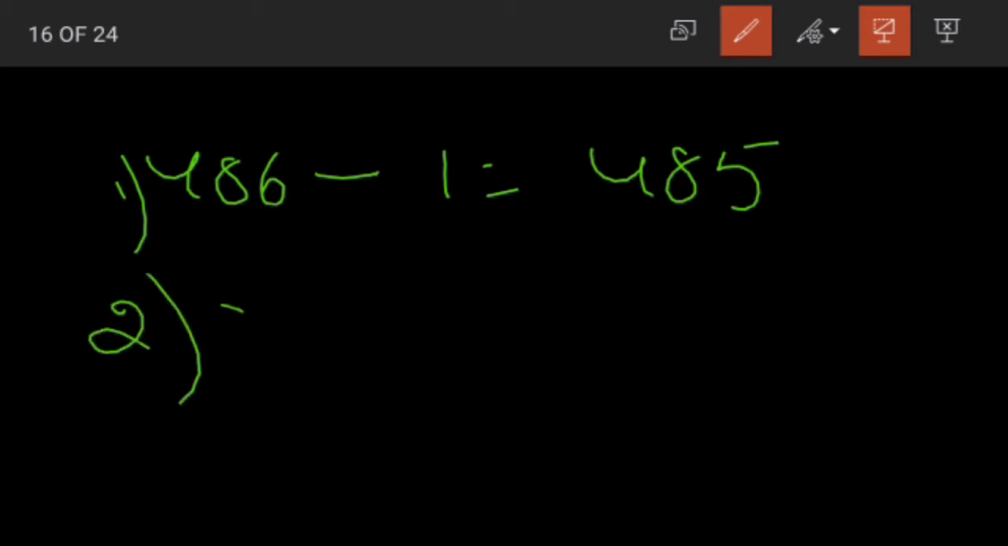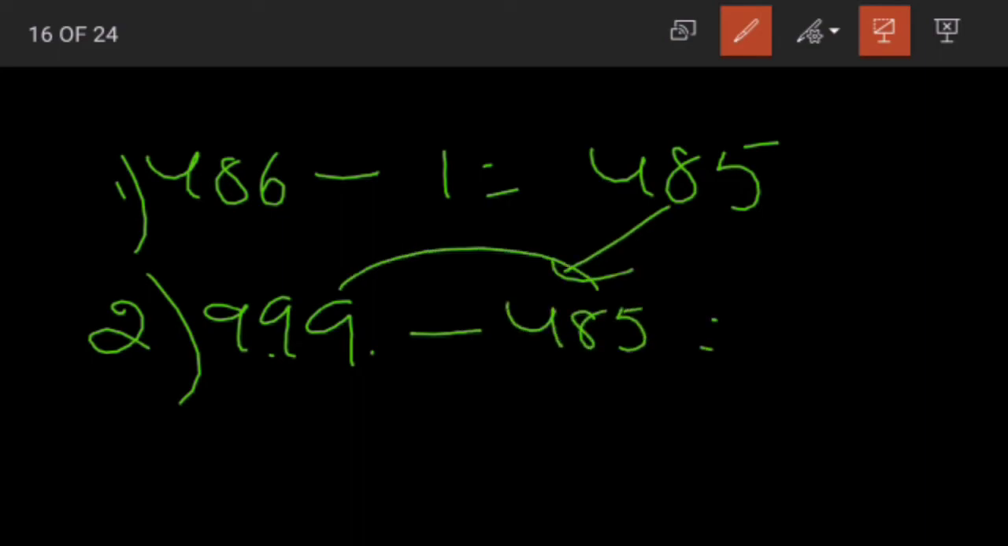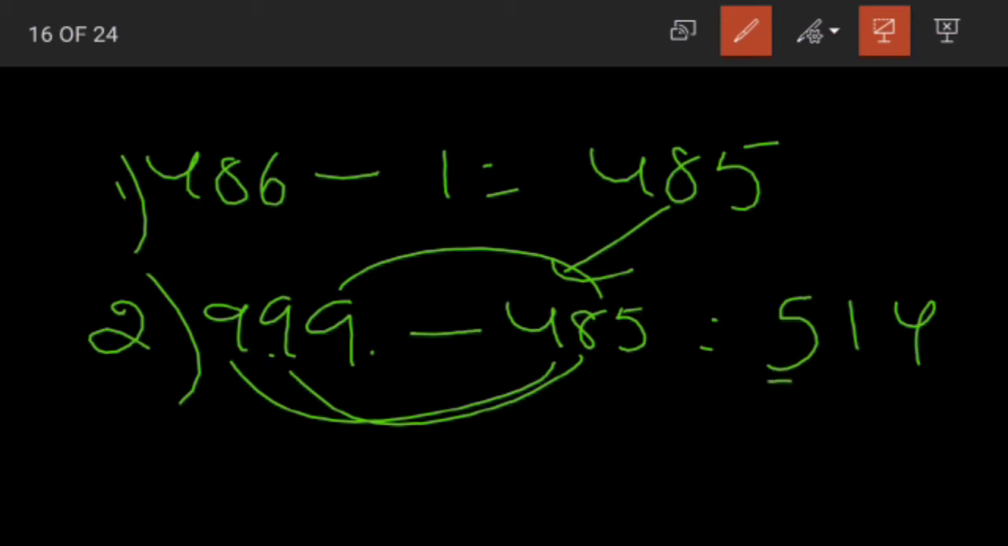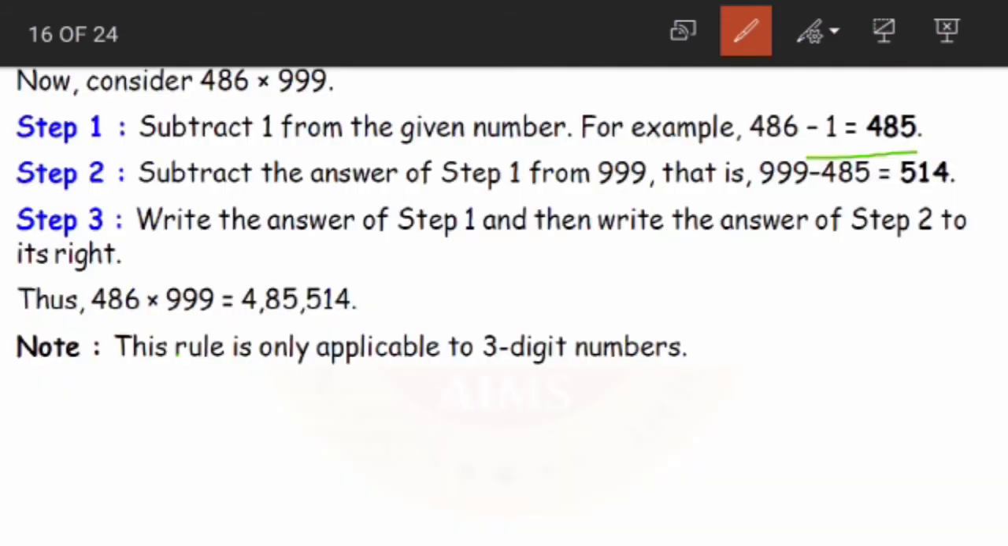Now what did we do in the next step? 999 minus the answer from the first step, 485. 9 minus 5, 4. 9 minus 8, 1. 9 minus 4, 5. What answer did we get children? 514. Now what will be the last step? Again write the answers of step 1 and step 2, one beside the other. First 485, then 514. Yes, the same children, be it multiplication with 99 or multiplication with 999.